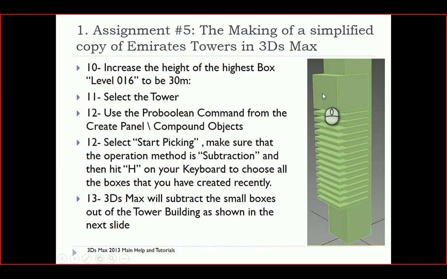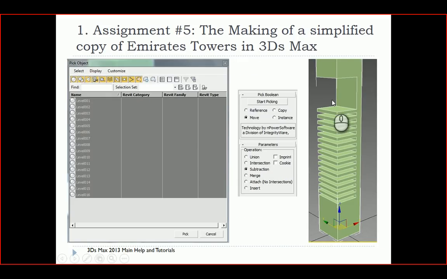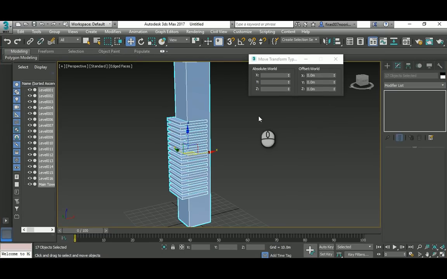And I'll choose the last one here. I will just make the height 30, and then I will make the ProBoolean and cut the whole of those using the edge shortcut, which is select by name, removing those boxes from the main object to get to this result. It's a very easy process.